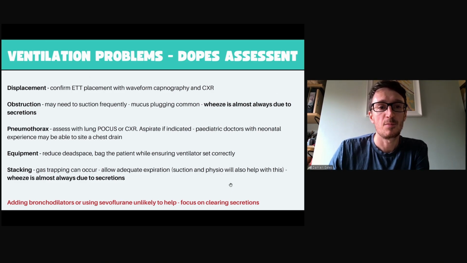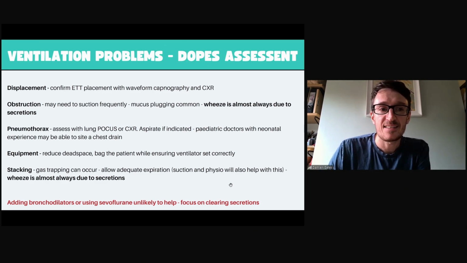Obstruction is probably going to be your major problem. So you might need to suction frequently, and mucus plugging is very common. And I've had ET tubes block on me with children with bronchiolitis when I've retrieved them, when I've been doing all this before I put them in the ambulance.